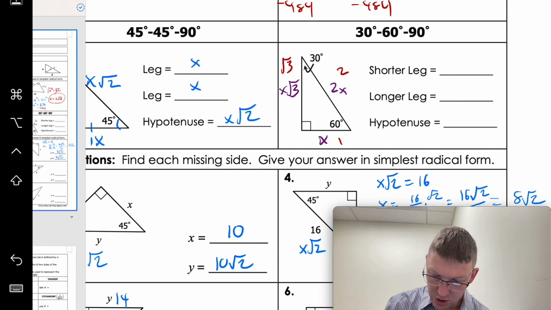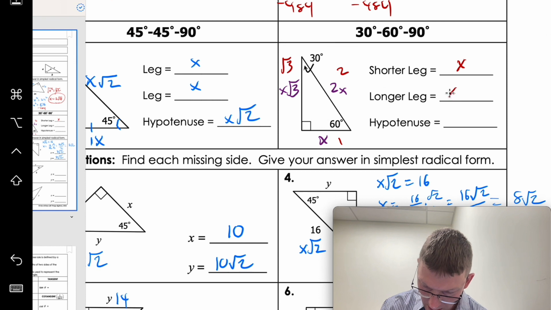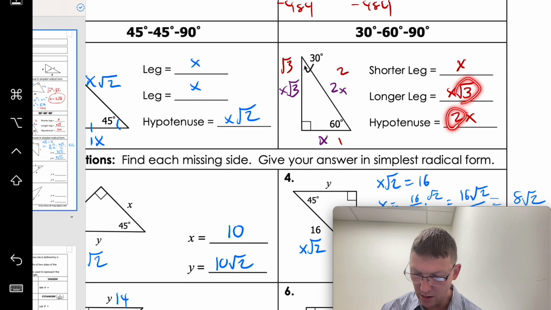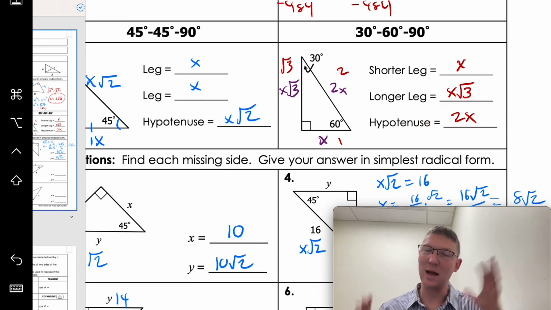So my shorter length is going to be x. My longer length is going to be x square root of 3. And then my hypotenuse is going to be 2x. And again, I always remember 2 is bigger than square root of 3, so the hypotenuse is the longest one. This has to be your biggest number. So I remember the numbers 1, 2, square root of 3, and then I use my brain and logic to decide where they go. But you get very comfortable with that after a little bit of practice.